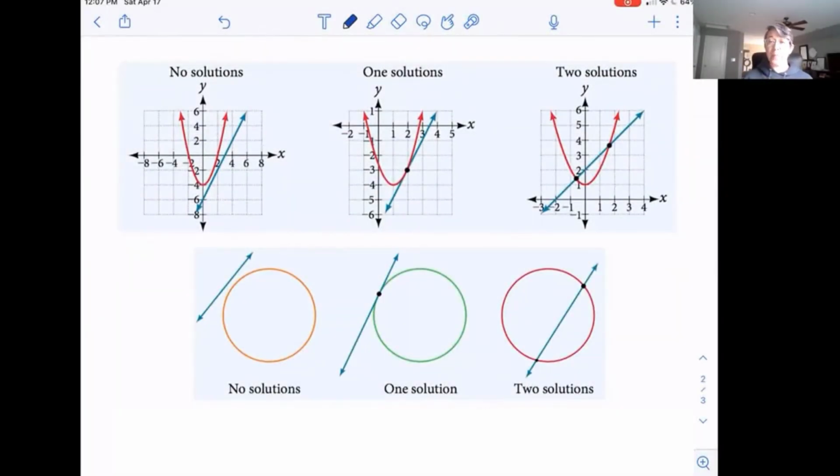Now, depending on the type of equations we have, which gives us particular types of graphs, will dictate how many solutions we might have. For example, in that first block, we have a parabola and a line. We may have no solutions because they don't share any points, one solution, they may just intersect at one point, or two solutions. The same can happen if it was a circle and a line.